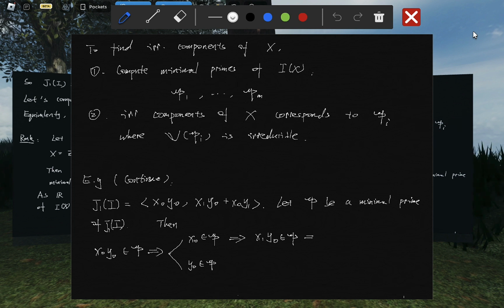And again, because this is a prime ideal, we know either X1 is in P or Y naught is in P. Then we do the same thing for the second case. So Y naught is in P means that X1 times Y naught is in P, which tells us X naught times Y1 is in P. Then this tells us either X naught is in P or Y1 is in P. Now we'll be able to write down the irreducible primes.